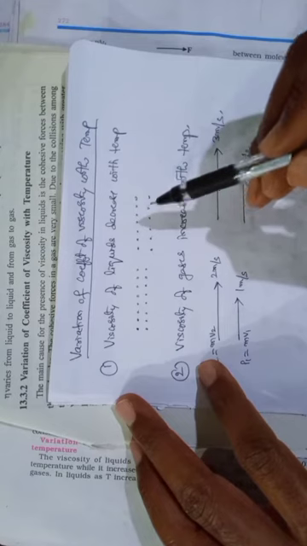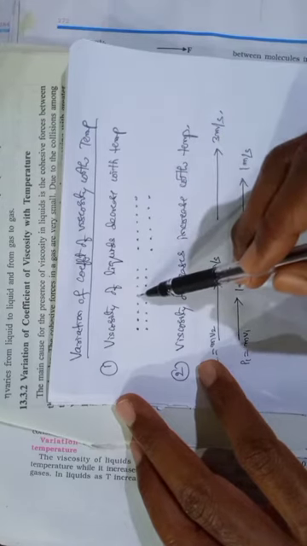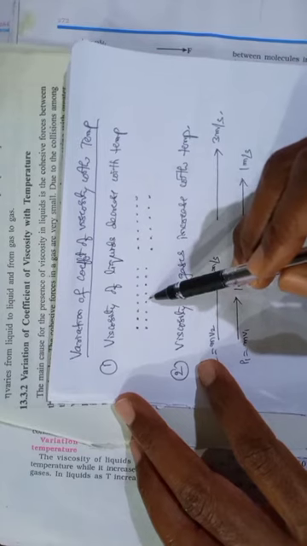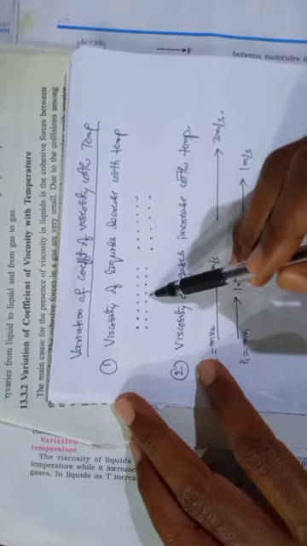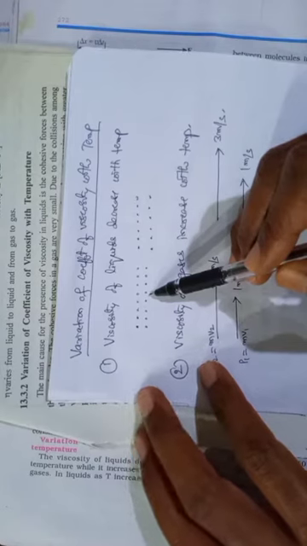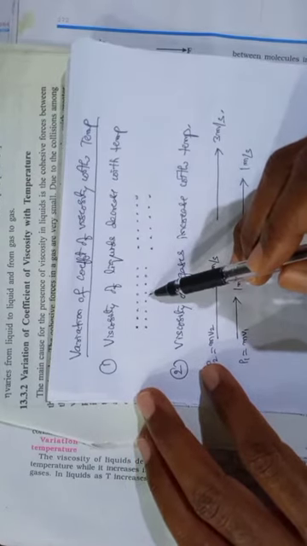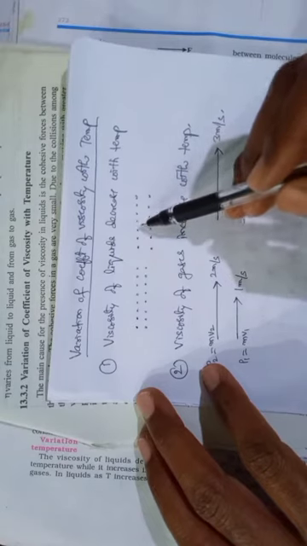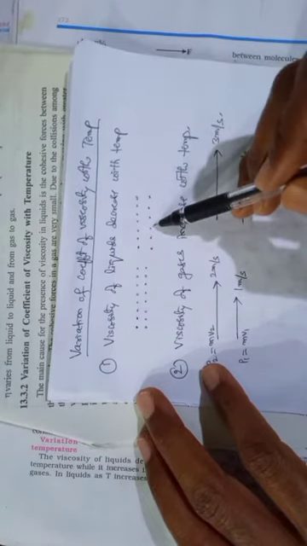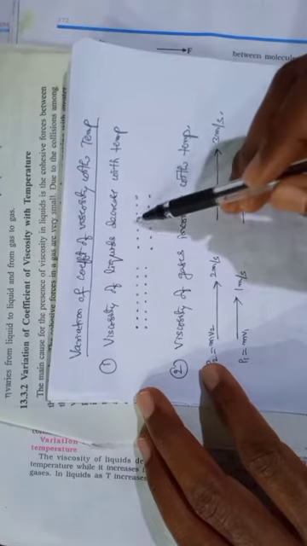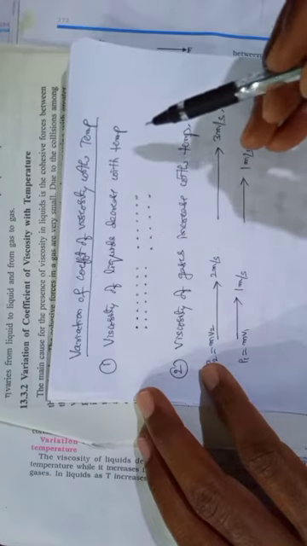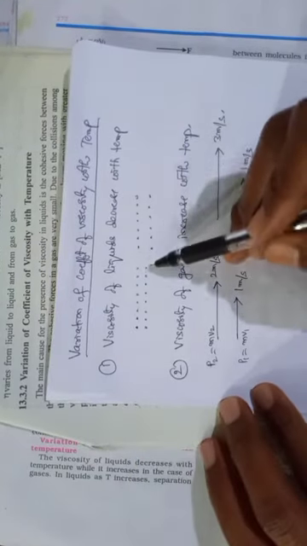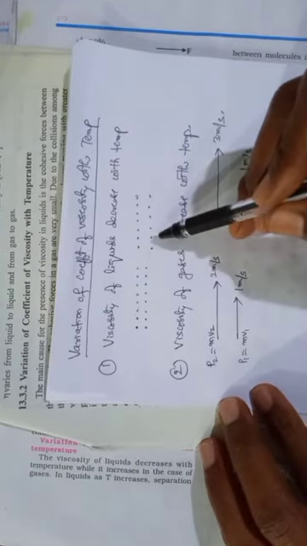See, when the layers were closer together, the cohesive force, meaning the force of attraction between like molecules, will naturally be more here. But when temperature increases, the distance increases. So when distance increases, the cohesive force decreases. So cohesive force decreasing means the opposing viscosity force also decreases.